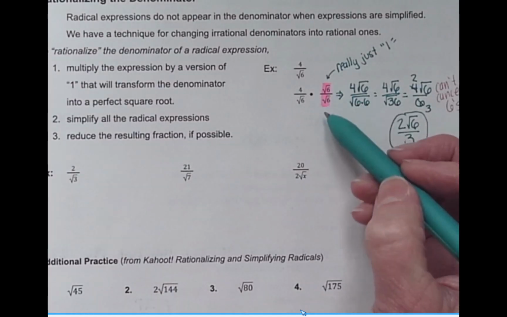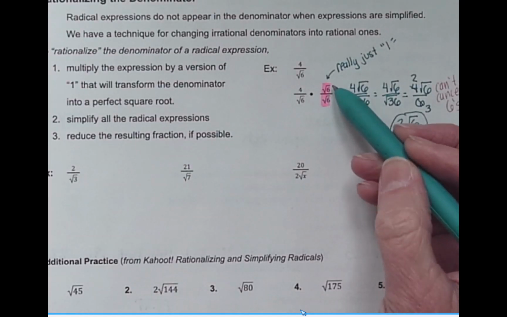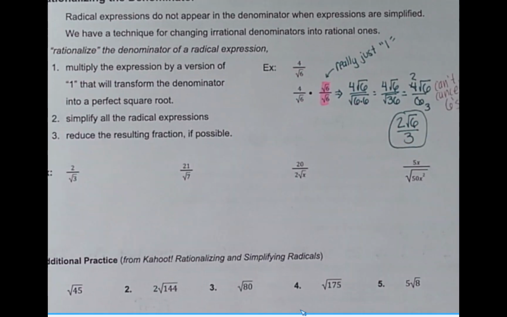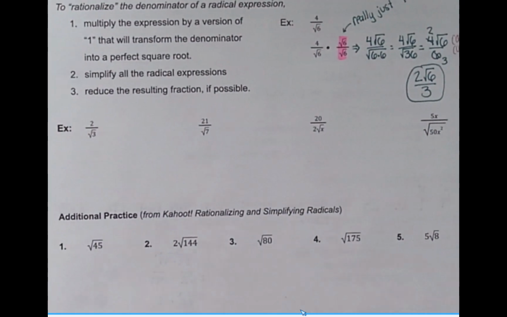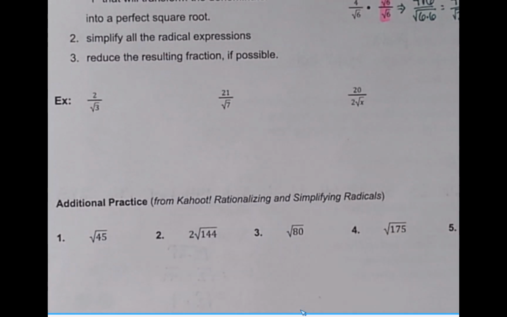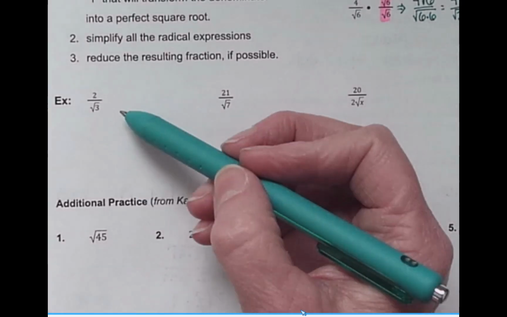And again, the main thing that we're doing is multiplying by a fancy looking 1 that helps us to rationalize the denominator. These are just the rules mathematicians have for getting all of their work to look the same and not lose accuracy in their answers by rounding.